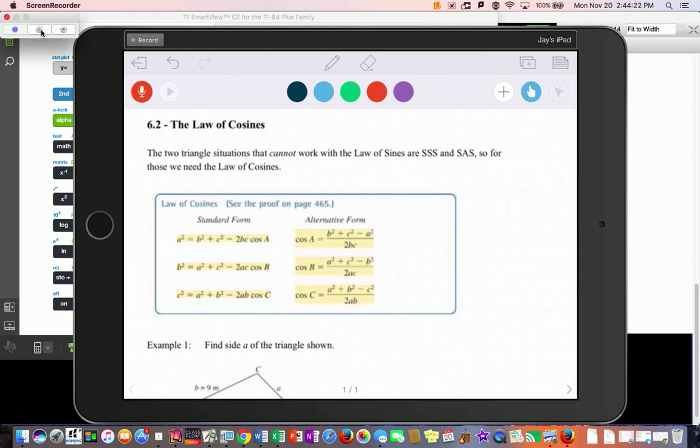6.2 is the law of cosines, and again, we're dealing with oblique triangles, things that don't have a 90-degree angle, so we need other formulas. You're going to find that only the law of cosines works with side, side, side, and side, angle, side. So the law of sines works with things like angle, angle, side, or angle, side, angle, and once in a while with side, side, angle. This is handled by the law of cosines.